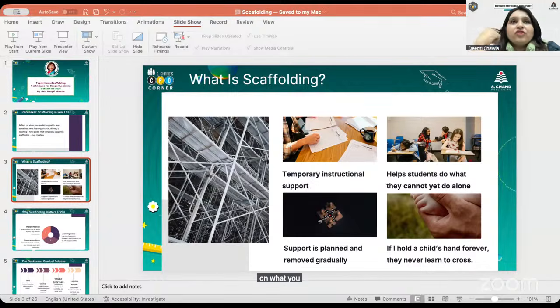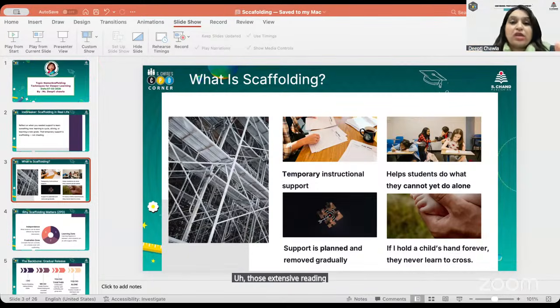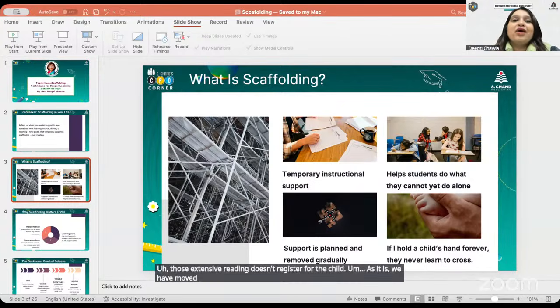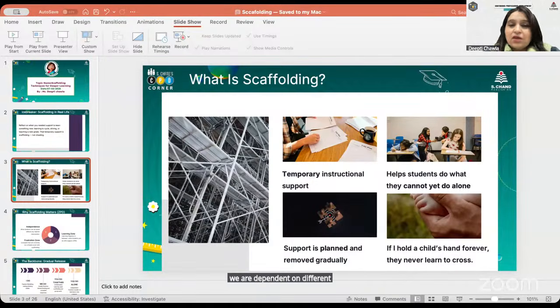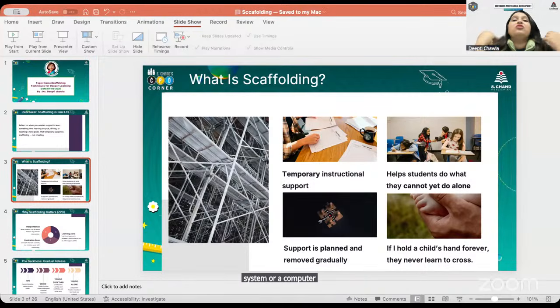saying. What happens is, often while listening or while doing extensive reading, especially with the social sciences, it doesn't register for the child. As it is, we have moved into a world where we are dependent on different AI models for even writing. We moved from handwritten to more of a system or a computer written text. Now we don't even want to do that.